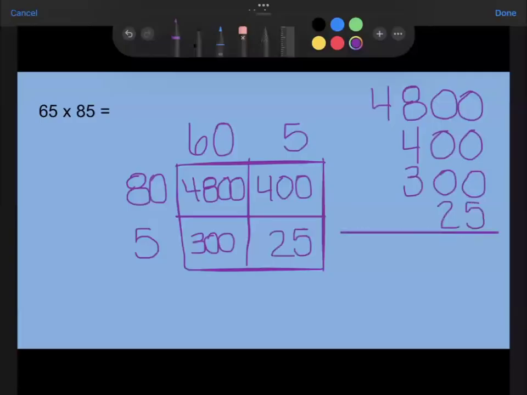My last step is to add all of these together. So that means I'd have 5 ones, 2 tens. Now I'd have 8 plus 4, which is 12, and 12 plus 3, which is 15. So that would be a 5, and I'd regroup that over here. And 1 plus 4 is 5. So the final answer to this would be 5,525.